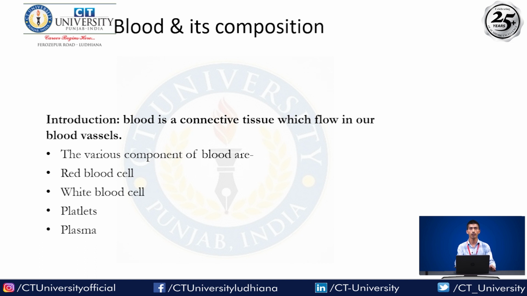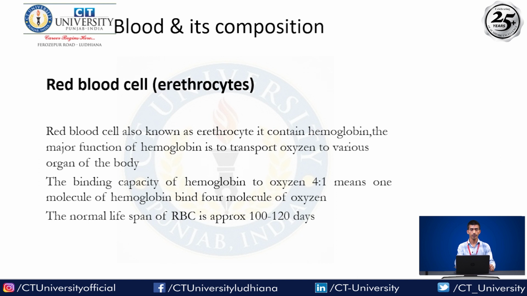The components of blood are cellular components and non-cellular components. The cellular components include RBC, red blood cells, WBC, white blood cells, and platelets. The non-cellular component is plasma. Red blood cells are also known as erythrocytes. They contain hemoglobin. The major function of hemoglobin is to transport oxygen to various parts of the body.